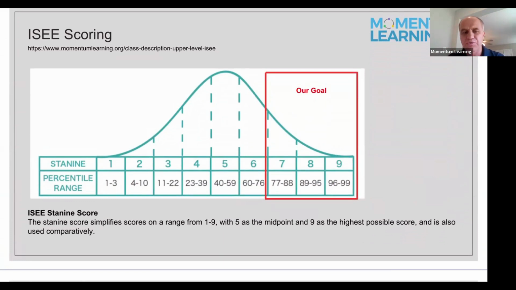So this is our goal, to get high scores and then to be eligible for elegant high school entrance. The goal is to achieve percentile ranking 7, 8, 9, which is considered excellent for us.